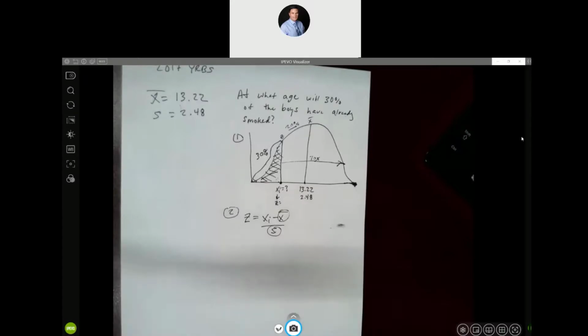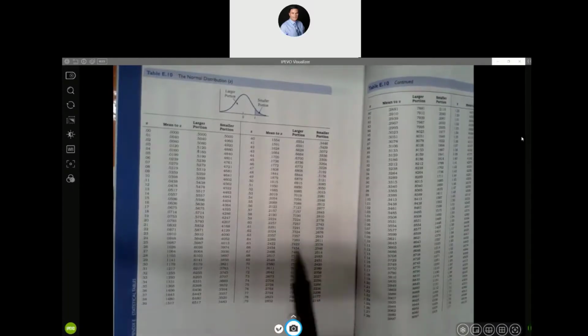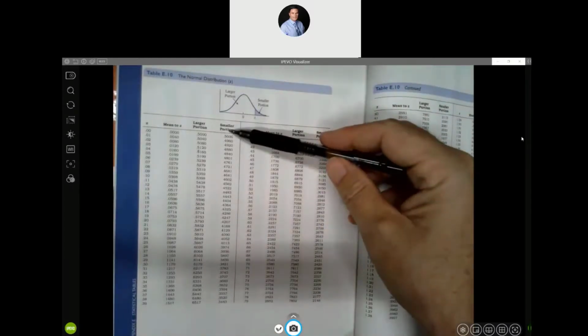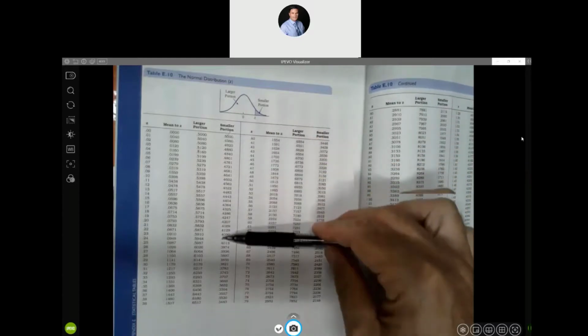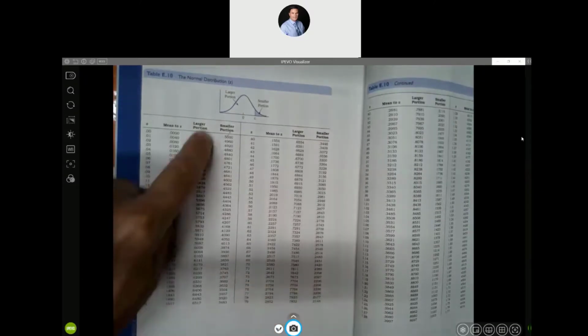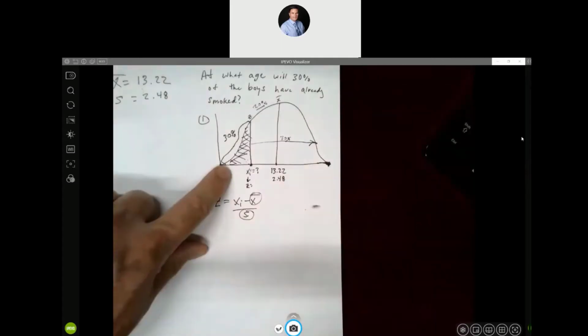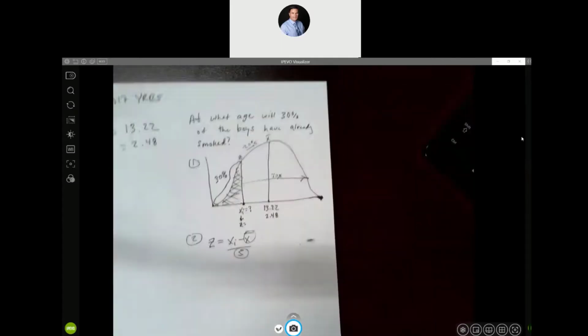So all I need to do now is go to the table of the normal distribution. What I'm looking for is not the z-score, but I know the portion in the small portion. So what I'm going to do is look and find a small portion of 0.30. Right now I'm not looking for a z-score yet. I'm looking for a small portion, 0.30 or 30%. Let me show you my work again.